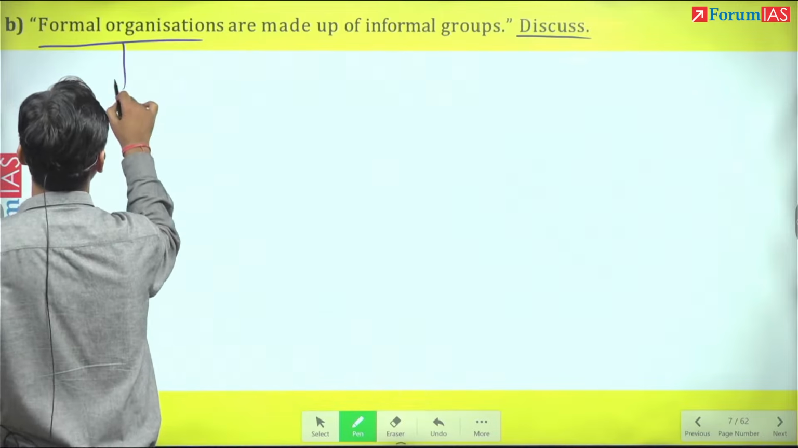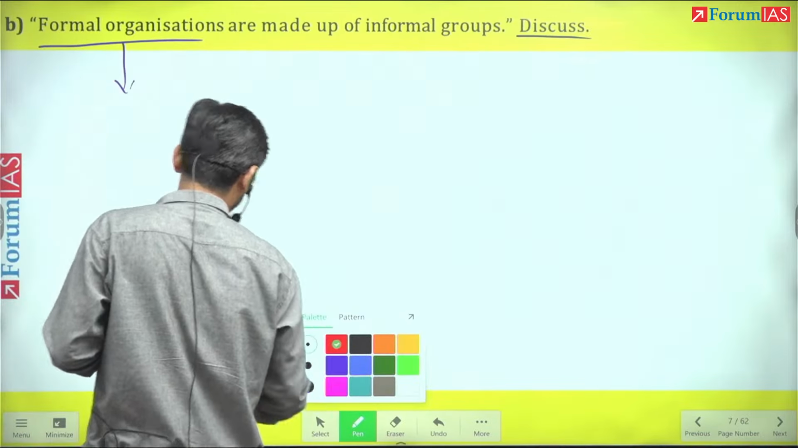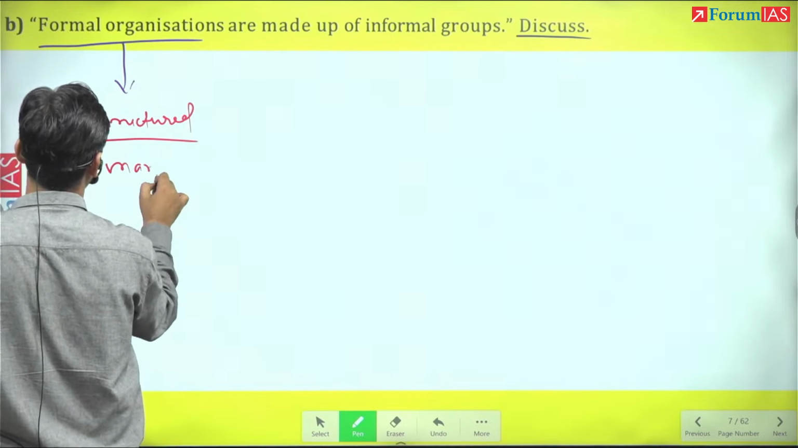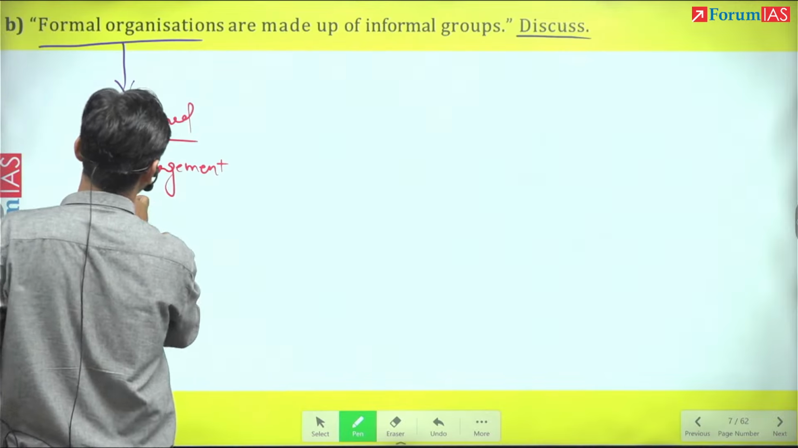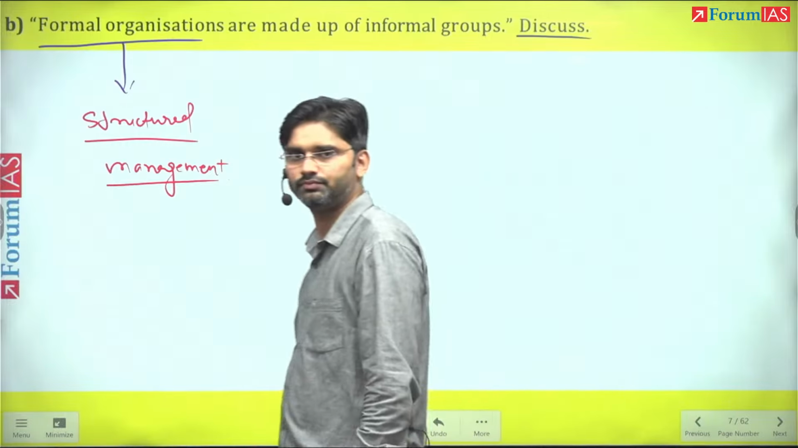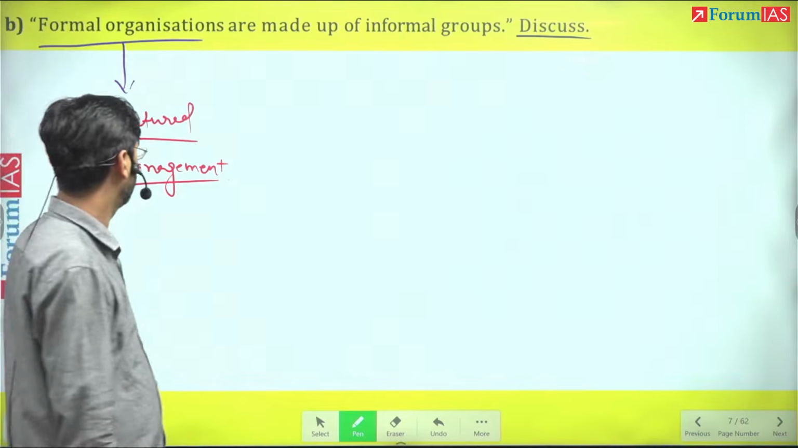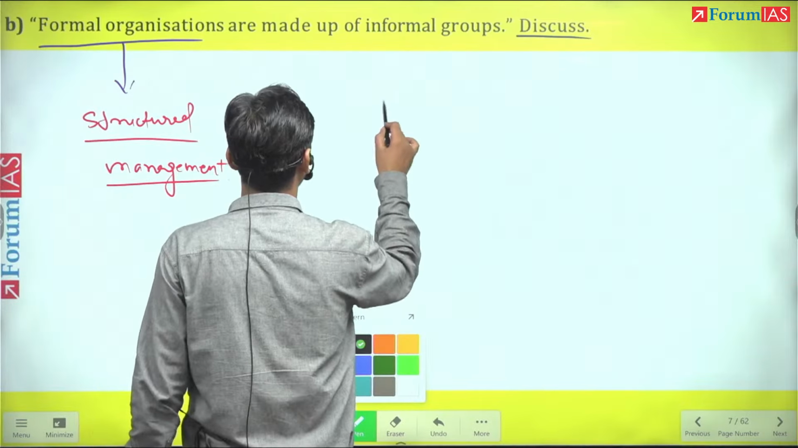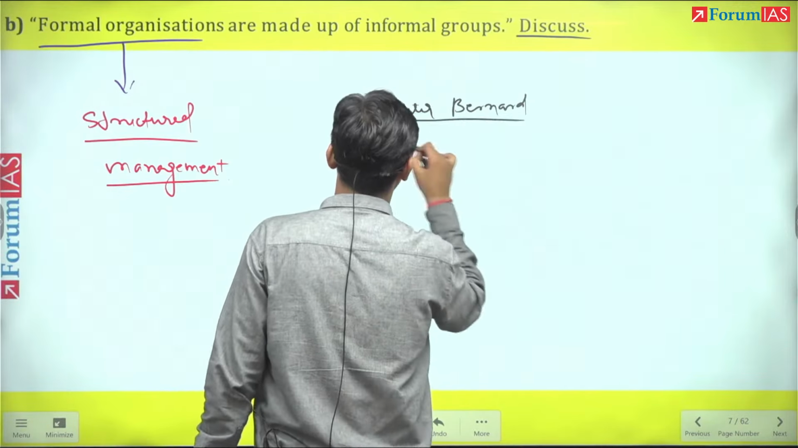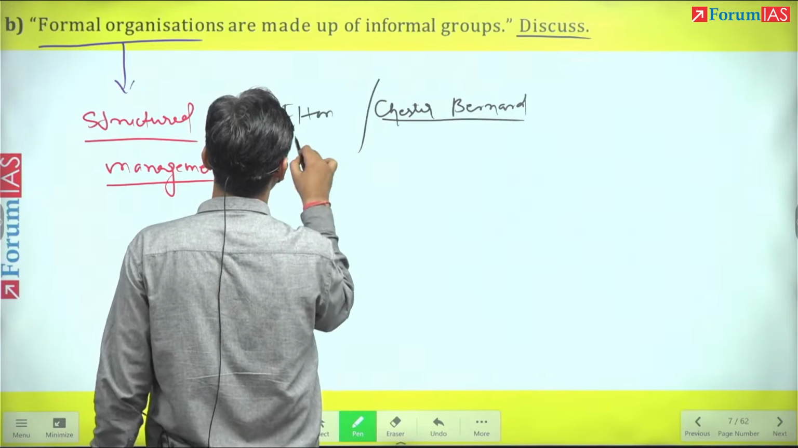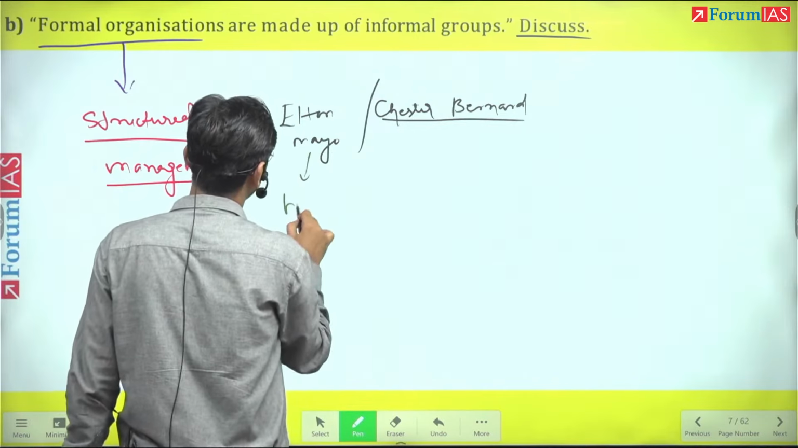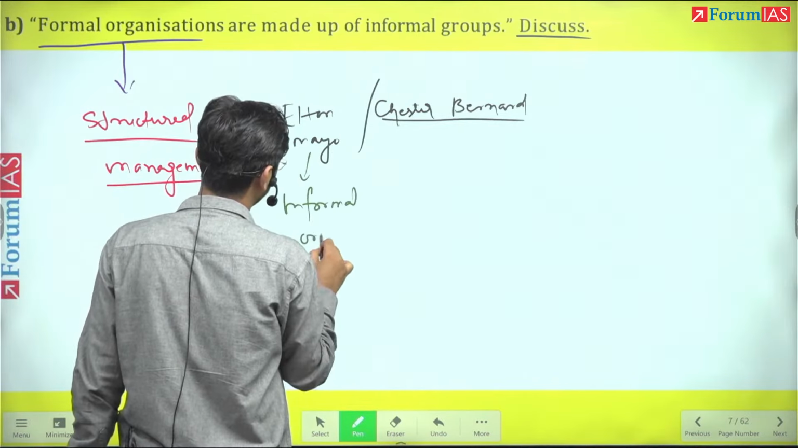Until now what were we knowing? Until now what we were knowing? Formal organization is actually structured. It is the management who designs formal organization, right? For the first time, it is Chester Barnard, right? Sorry, it is Elton Mayo who talks about, I am telling you about the background, who discovers this concept called informal organization.